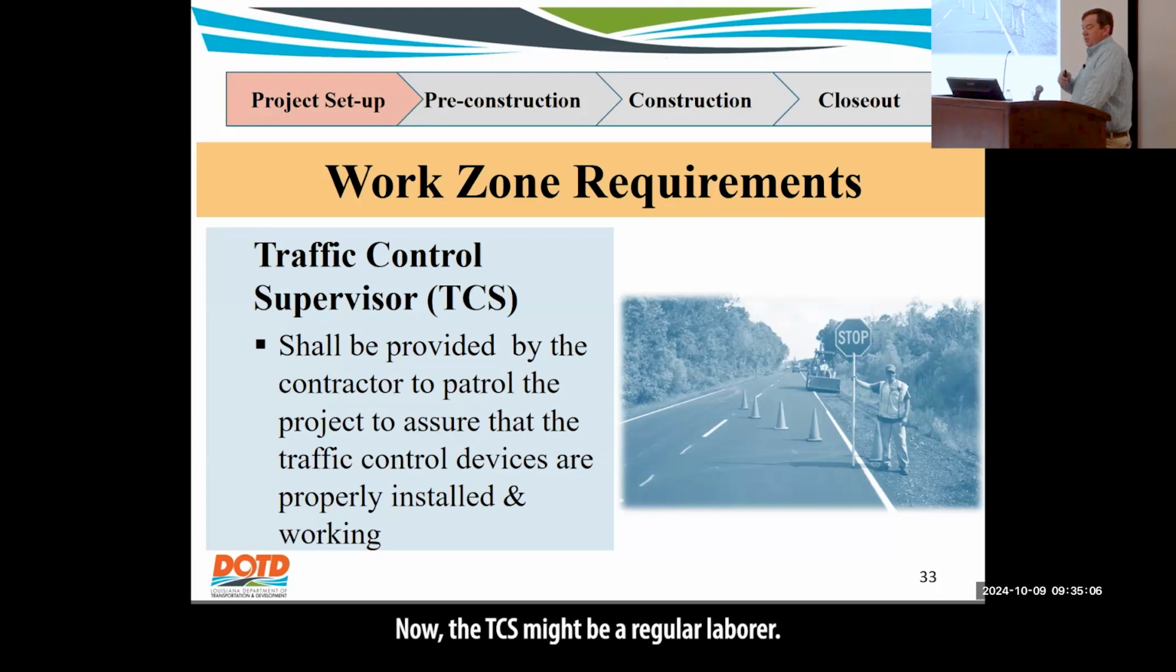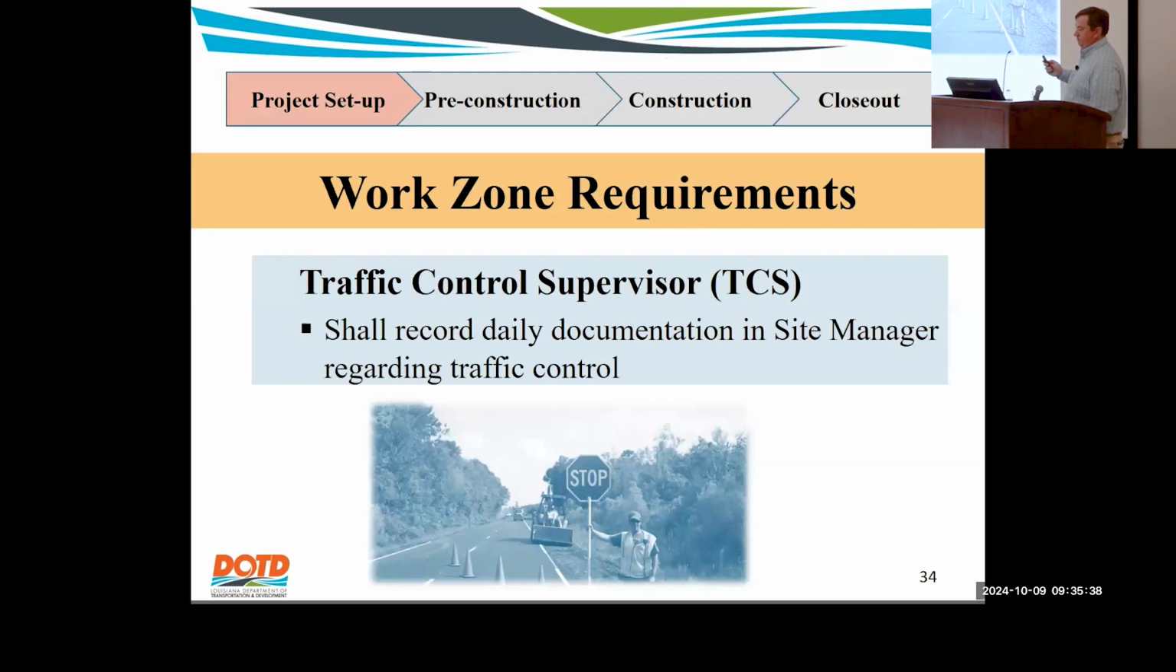Now, the TCS might be a regular laborer. He will come out, he'll set up the lane closure, and then if they're doing asphalt paving, something like that, he's with the road crew, which is perfectly fine, but he has to be available to go correct any deficiencies. So understand that, that's all in the specifications, but be aware of that as well. They can be doing other work, but if you tell them, hey, we got a problem over here, they have to go and correct it.